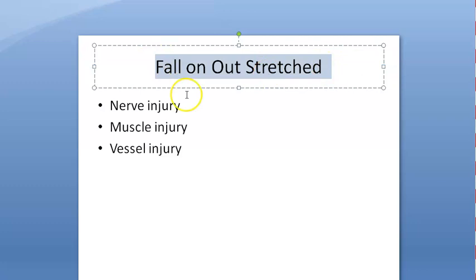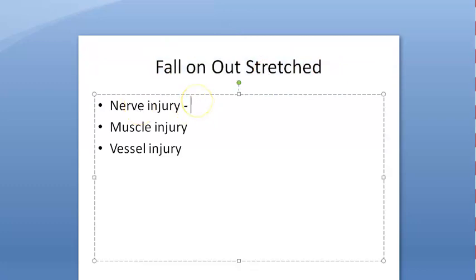Whenever you fall on an outstretched hand, you can injure so many nerves. What are the nerves that you will injure? Median nerve. Ulnar nerve can lead to claw hand. Median and ulnar together can lead to ape hand. And then you have the radial nerve injury, which can lead to wrist drop. Muscles, all the muscles you can list as which all muscles can get affected. Crush injury, compartment syndrome, vessel injury, Volkmann ischemic contracture we have shown you.